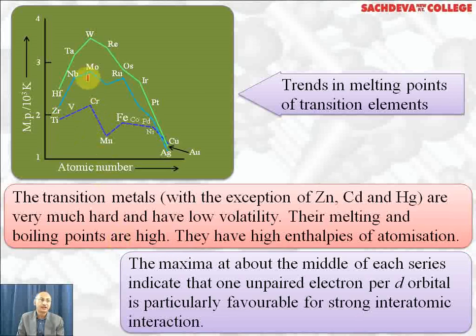Here we will find molybdenum has highest melting point because of large number of unpaired electrons. In the third transition series, tungsten has highest melting point due to large number of unpaired electrons. So the maximum at about the middle of each series indicates that one unpaired electron per d orbital is particularly favorable for strong interatomic force of attraction, or we can say greater the number of unpaired electrons, more will be d pi bonds and stronger will be metallic bond.